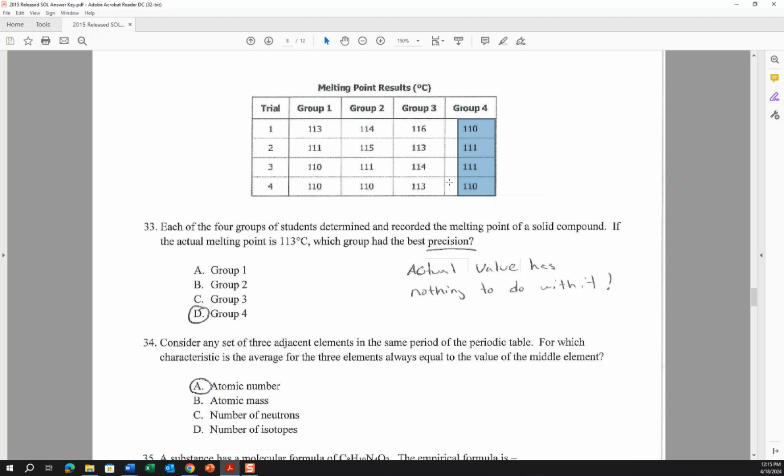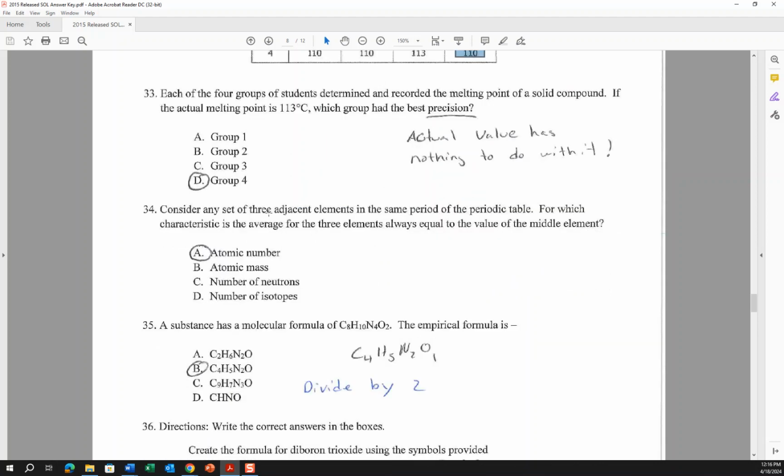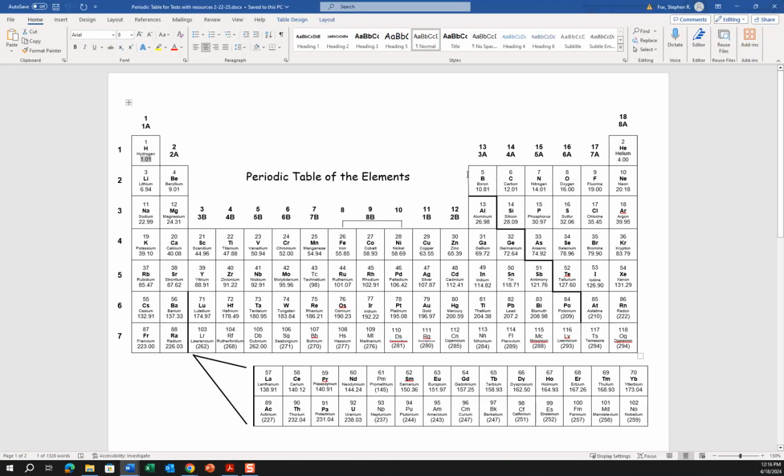All right, so consider any set of 3 adjacent elements on the periodic table. For which characteristic is the average of the 3 elements always equal to the value of the middle element? So adjacent means next to each other. So we're talking about, like here, boron, carbon, and nitrogen. Well, if I took the average of their atomic masses, that's not going to average to be 12.01. But if I took the average of their atomic numbers, 5 plus 6 plus 7 divided by 3 ends up being 6 because it's smack dab in the middle. Okay, so the answer is atomic number.